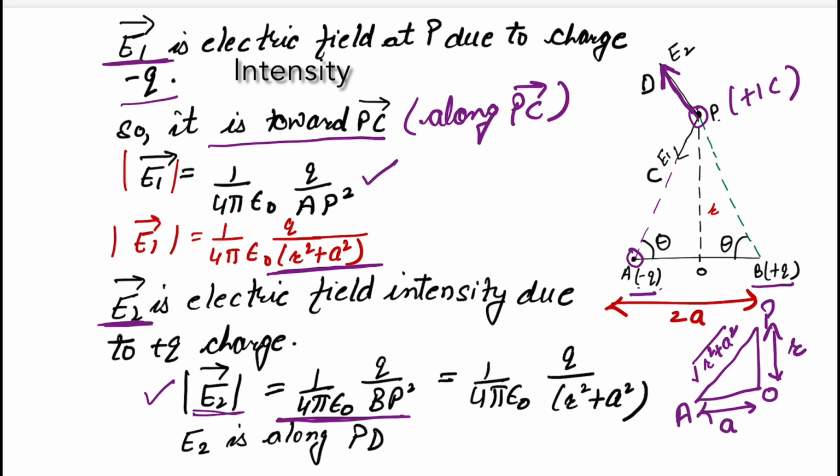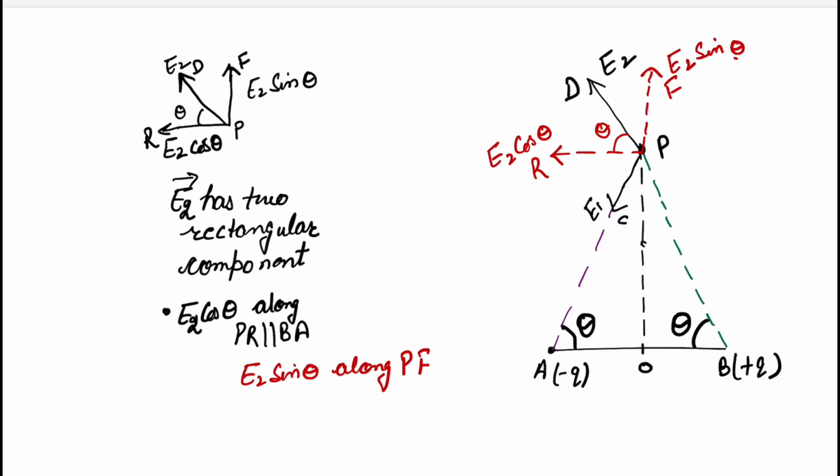So E2 is equal to 1 upon 4 pi epsilon naught Q divided by BP square. This BP is the same, the angle is the same, and we discussed that BP is equal to the square root of R square plus A square, as we discussed while defining the equatorial line, that the points are equidistant from the charges. We discussed two electric fields, one is E1 and another one is E2.